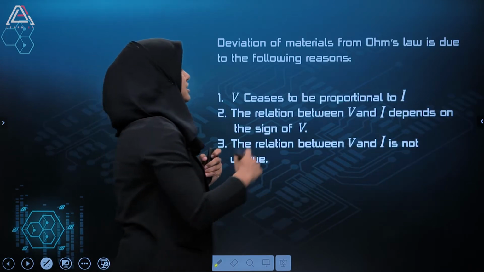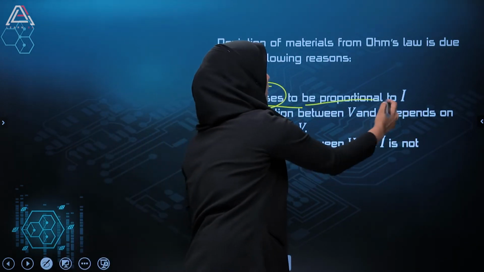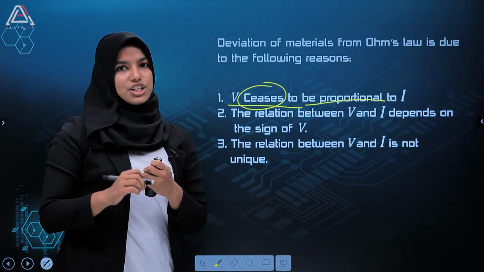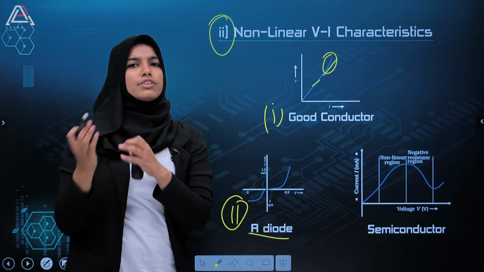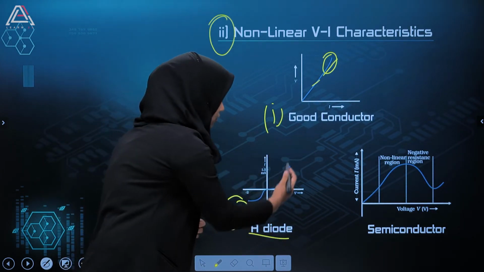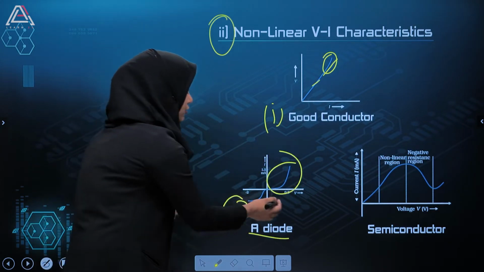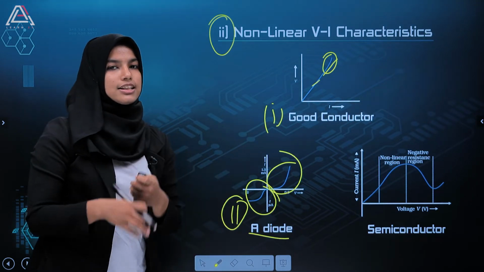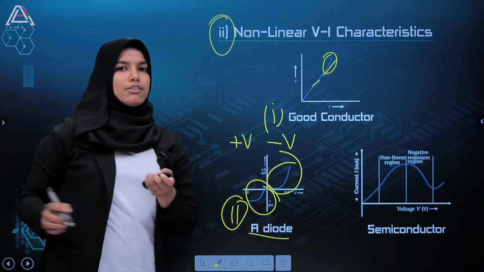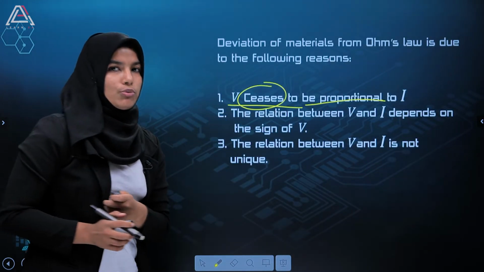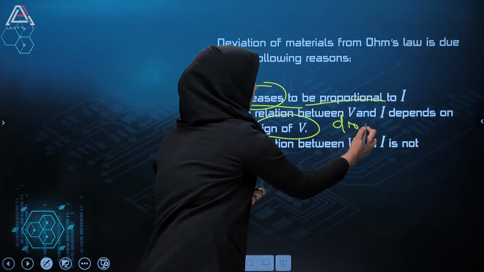The first condition is that V ceases to be proportional to I, but there is a certain small deviation. Now the second example is the diode. In the case of a diode, if we reverse the voltage, the positive voltage exhibits one type of current, and the negative voltage gives another type of current. So we have two values of current for positive and negative. The relation between V and I depends on the sign of V in the case of a diode.